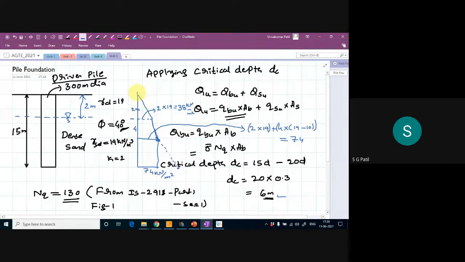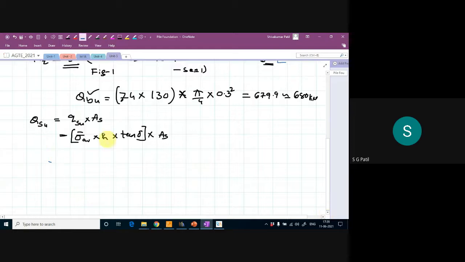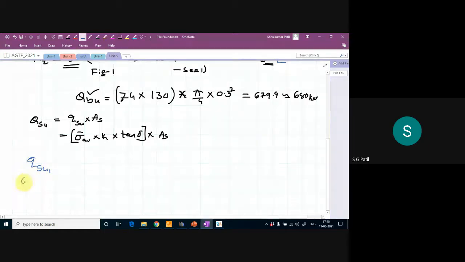Here it is 0, and here I am getting around 38, so the average is 0 plus 38 by 2. Here again it varies from 38 up to 74. Then from here to here it is uniform. Since my sigma AV is varying, my shaft resistance also will vary. So first I will calculate for the first 2 meter, that is in the dry portion. QSU1 I will write, that is the unit shaft resistance for the first 2 meter, from 0 to 2 meter.